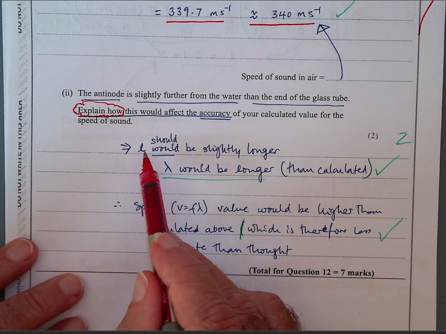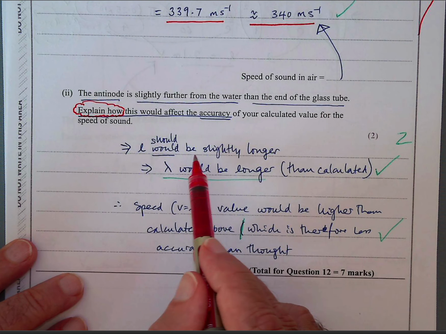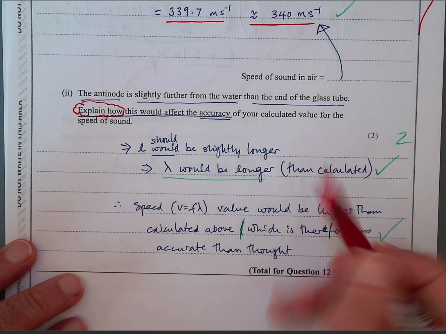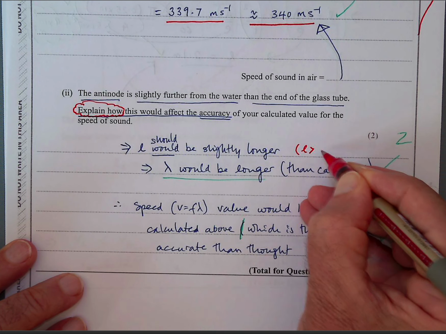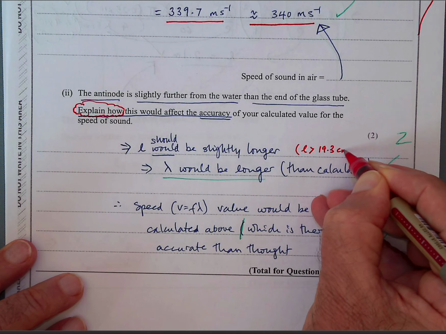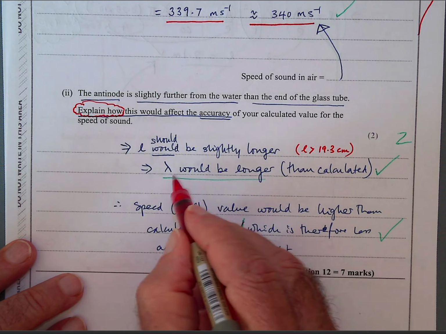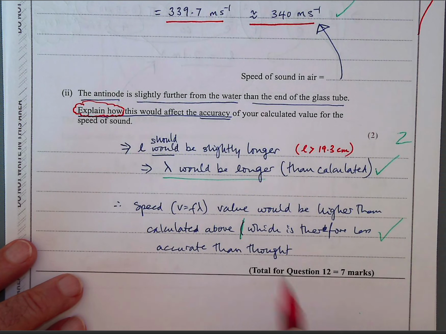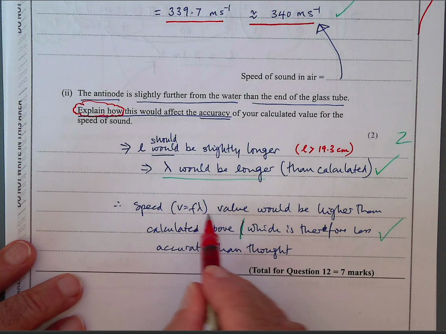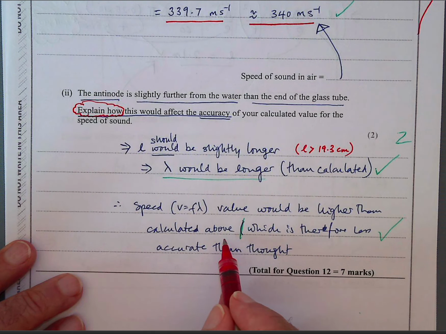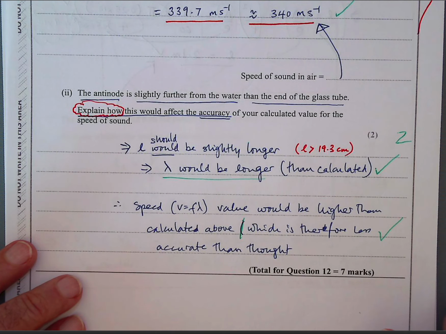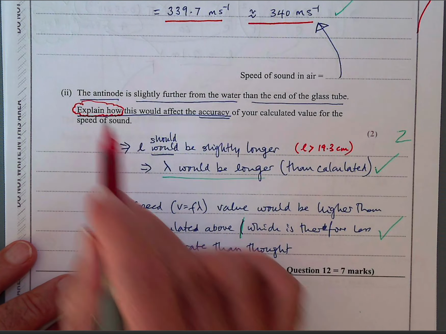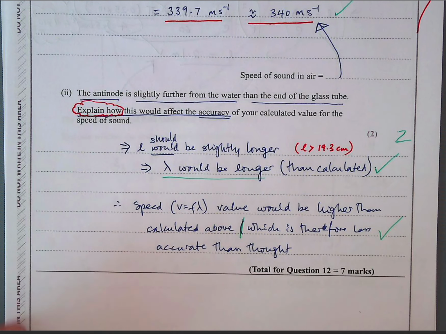Well, the L should have been slightly longer, in effect, than what we measured. It was the length of the tube. So L is greater than 19.3 centimeters, slightly greater. So lambda would also be longer. So once you worked out this, that'll give you a mark for that. And since V equals F lambda, then the speed value would be higher than the calculated value above. Yeah? So which is therefore less accurate than thought. So the value we answered wasn't quite accurate if this information is correct. And that's how you get the final 2 marks.